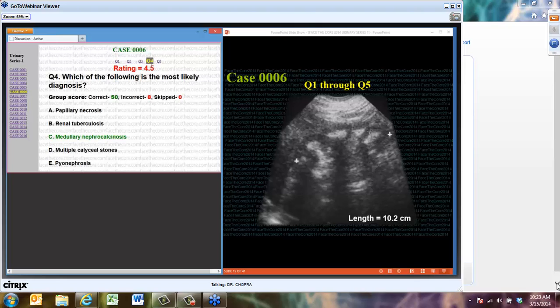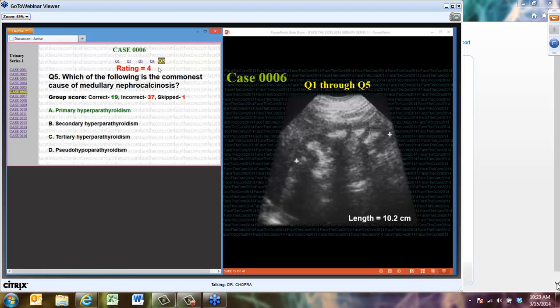The most likely diagnosis in this case, once you have identified the hyperechoic pyramids with shadowing, is medullary nephrocalcinosis. The others are not correct diagnoses. And the most common cause of medullary nephrocalcinosis is primary hyperparathyroidism.